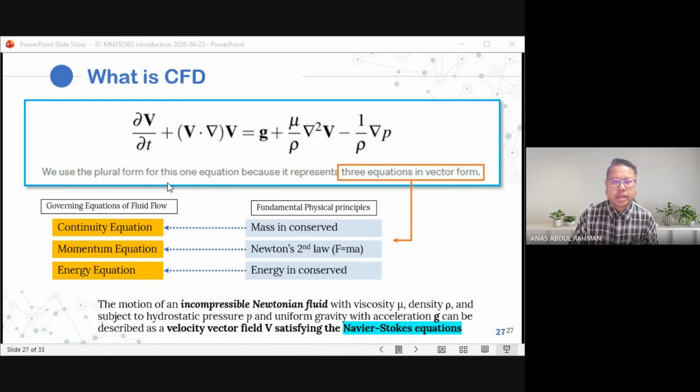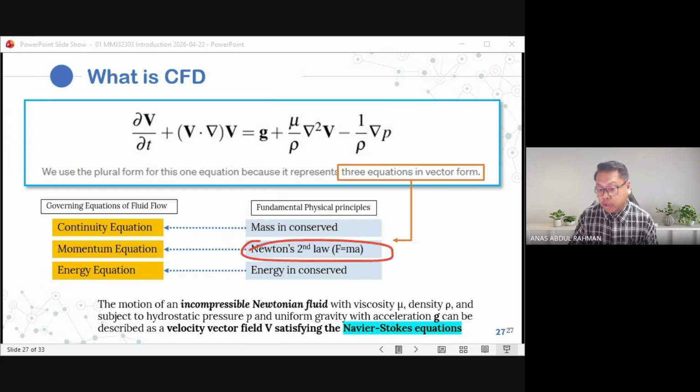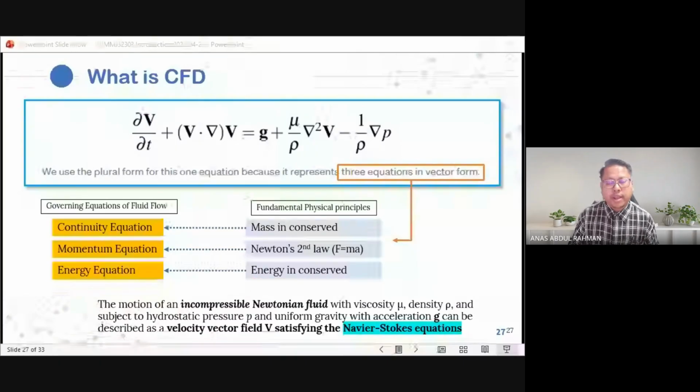Again, to emphasize, CFD starts from the governing equations, which are the Navier-Stokes equations. In the Navier-Stokes equations, there are three important governing equations that need to be solved: continuity, momentum, and the energy equation. Continuity deals with mass conservation, momentum relates to F equals ma, Newton's second law, and then conservation of energy. You don't have to worry, this is an introduction to CFD. We are not going to do this in the lab.